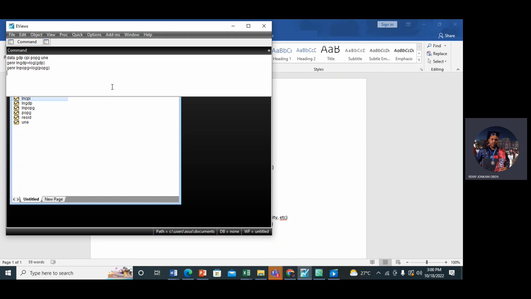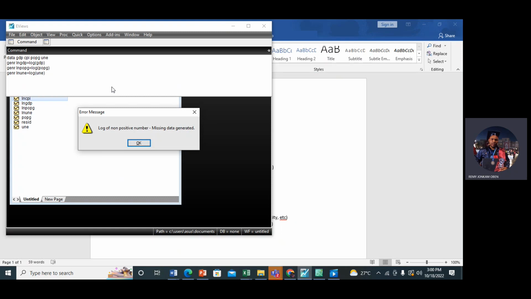Let me do it down because I want to show you something, and I specifically chose this data because I wanted to show you something with the unemployment variable in particular. So generate lean unemployment equals log, open bracket, unemployment, close bracket, press enter.